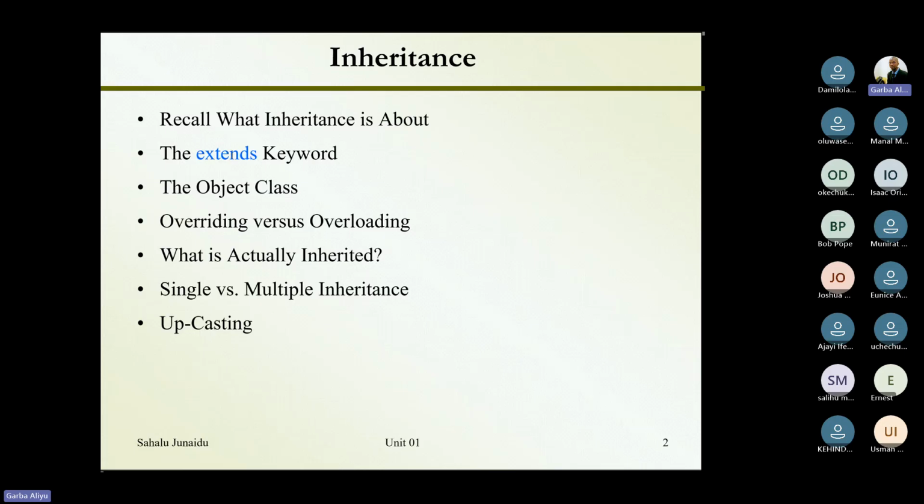Remember, overloading is just the ability to have two or more methods in the same class, but with different signatures. Overloading must have different signatures, but in overriding, they must have the same signature, because overriding occurs when we have a superclass and a subclass. But overloading is just within the class, to have two or more methods, but with different signatures. Signature means number of parameters or type of parameters. Then what can be actually inherited?